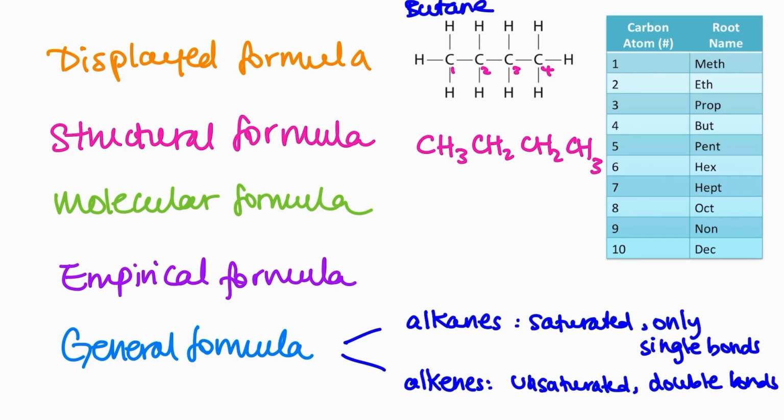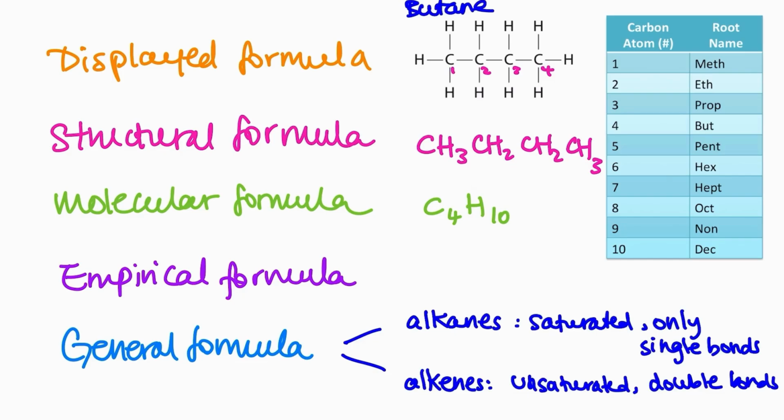Molecular formula is the total number of carbons and the total number of hydrogens. So you just count them. So how many carbons are there? 1, 2, 3, 4, right? 4 carbons. And how many hydrogens? You count them. That's 1, 2, 3, 4, 5, 6, 7, 8, 9, 10. So that is C4H10.